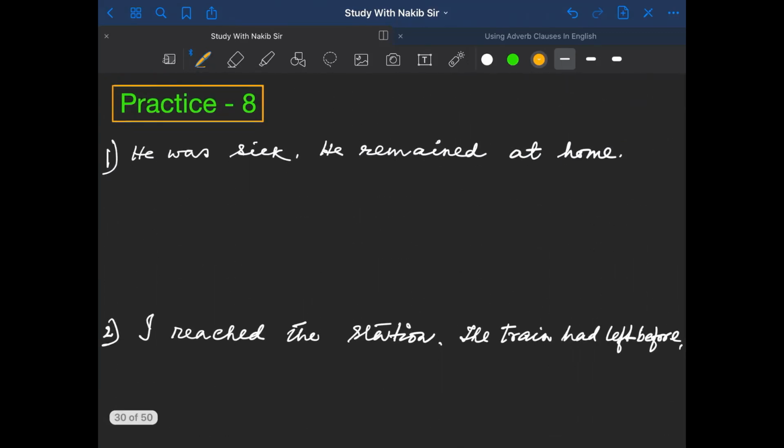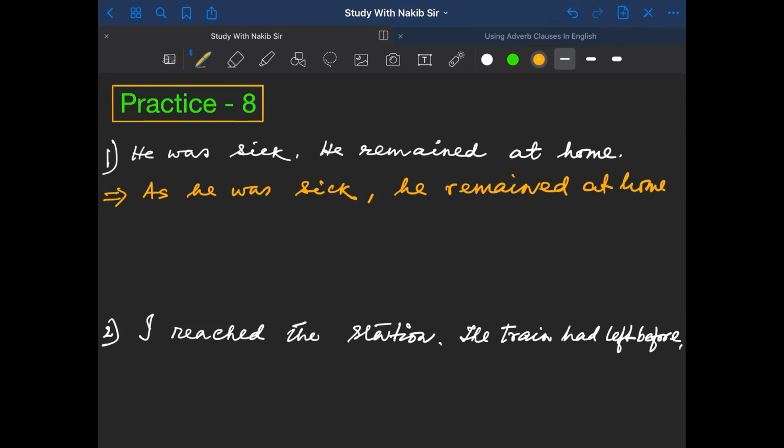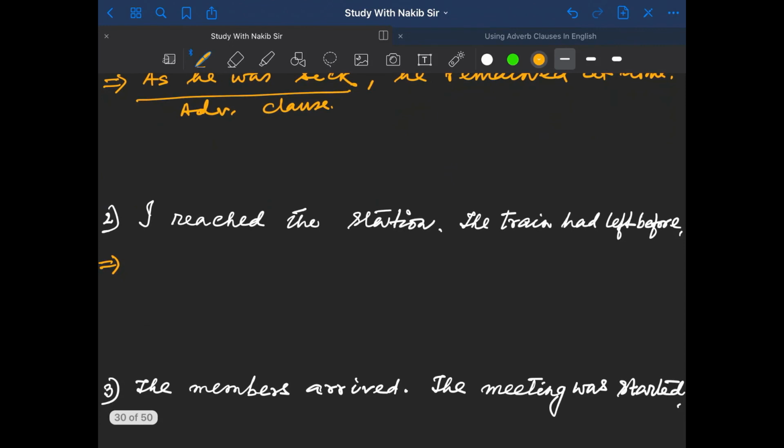Now see your answer. He was sick. He remained at home. As he was sick, you may write, this is the cause. As he was sick, comma, he remained at home. This is a cause, an adverb clause expressing cause. Number 2, I reached the station. The train had left before. Okay, so past perfect tense, just simply arrange them and you will get your answer.